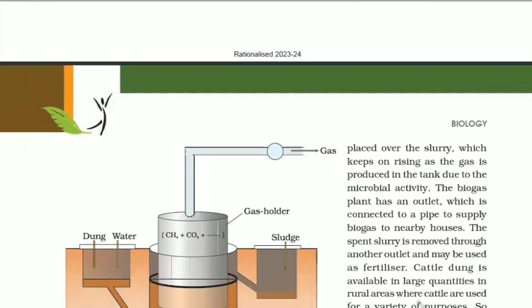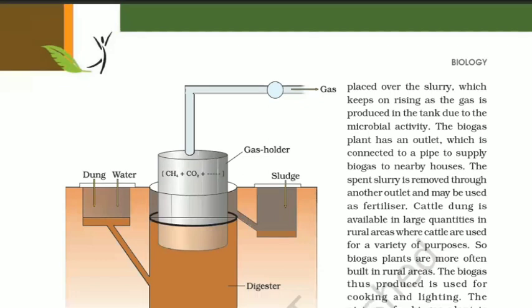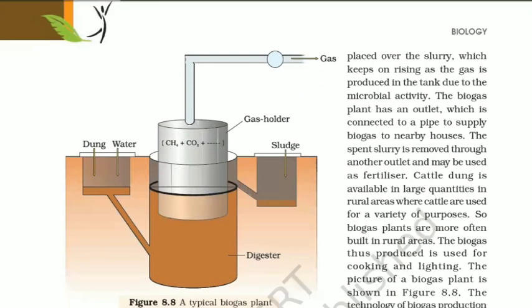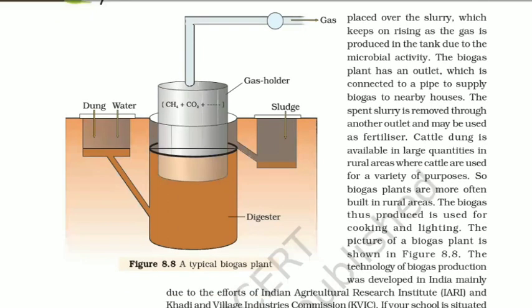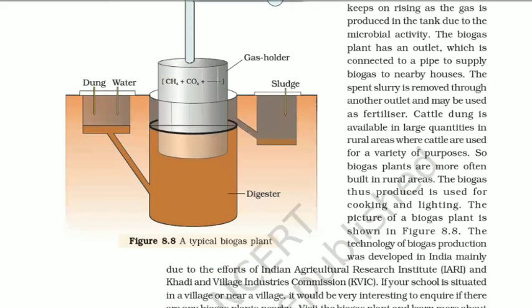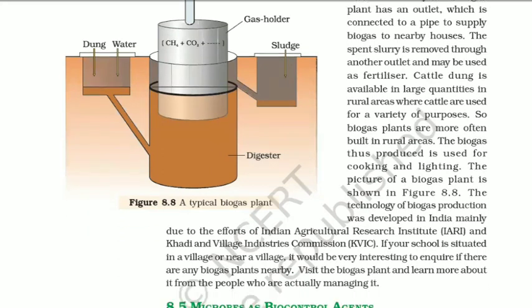A floating cover is placed on the slurry which keeps on rising as the gas is produced in the tank due to the microbial activity. The biogas plant has an outlet which is connected to a pipe to supply biogas to nearby houses. The spent slurry is removed through another outlet and may be used as fertilizer.